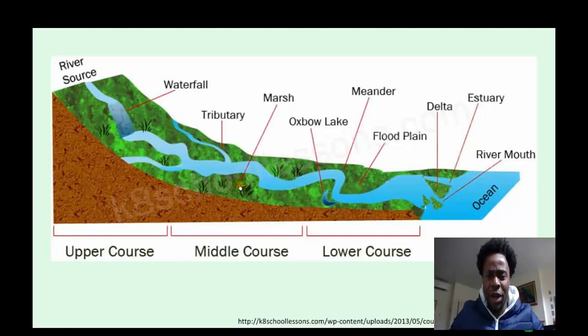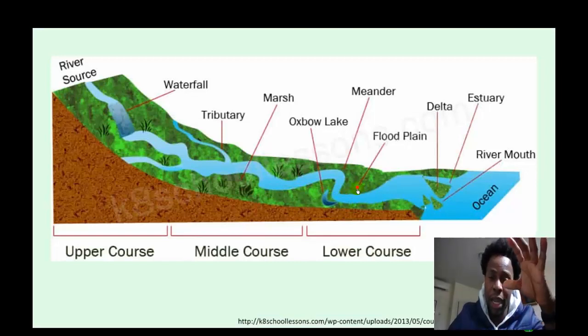Then you have marsh, which is like a swampy kind of area in the middle course of a river. And then you have Oxbow Lake. Oxbow Lake is a lake that has been cut off from the meander. A little bit of that as we go on, and then we just discussed the meander, which is the snaky bending movement of a river as it enters its middle age into the lower course of that river.